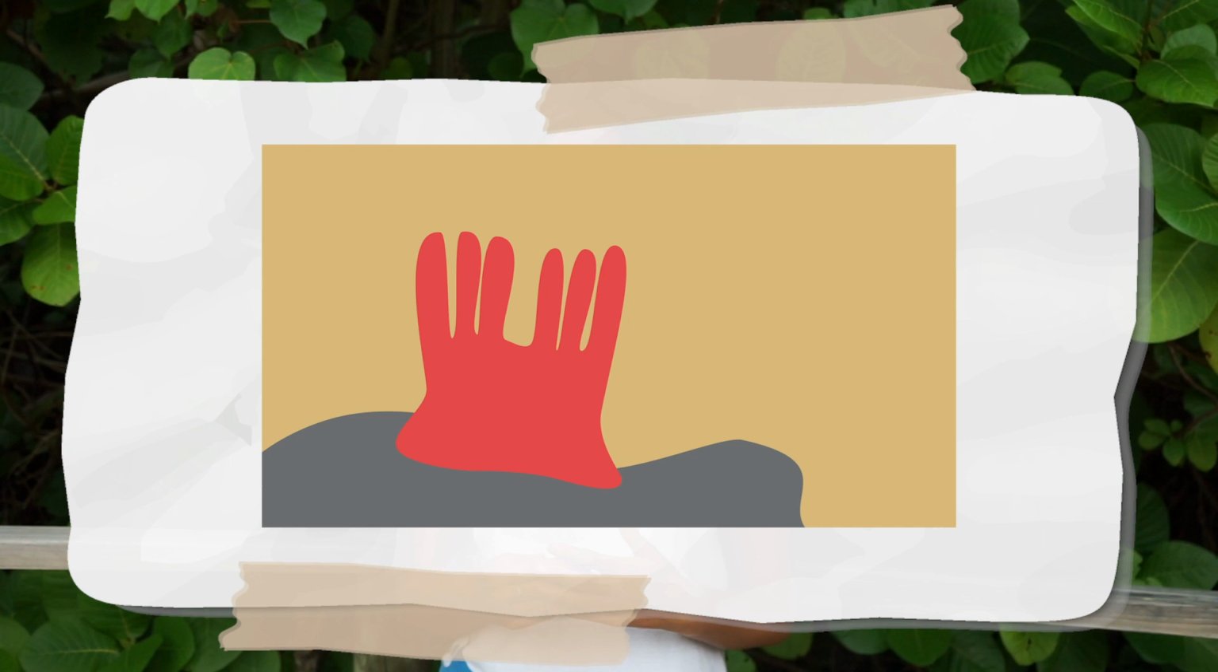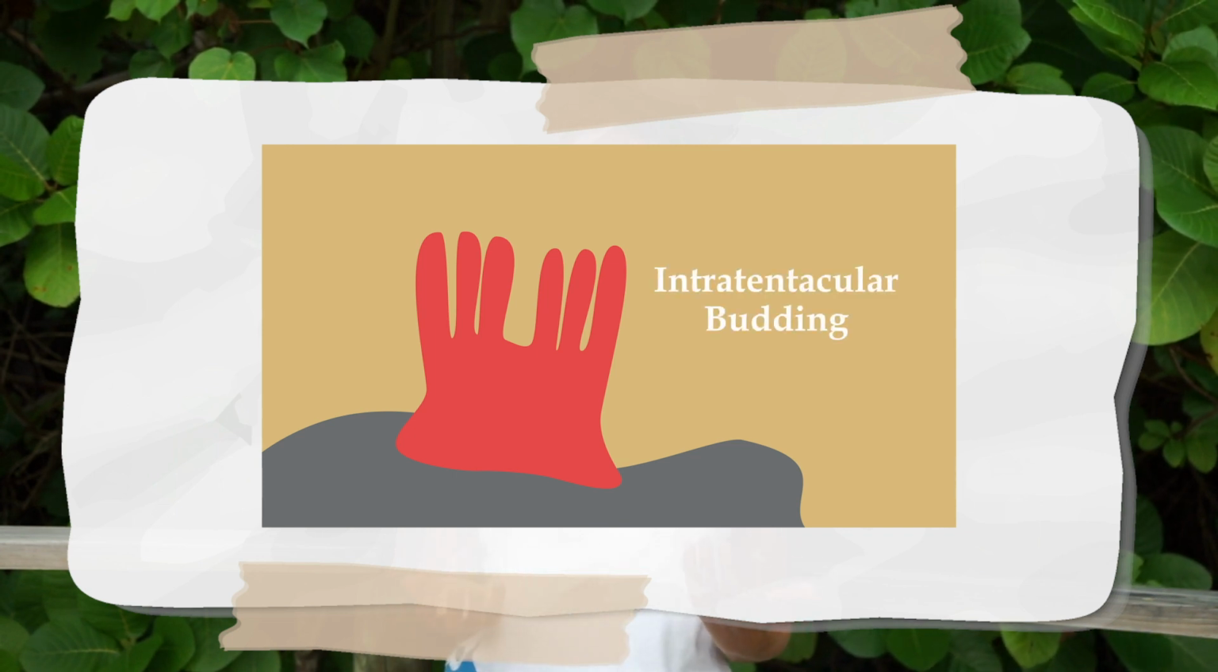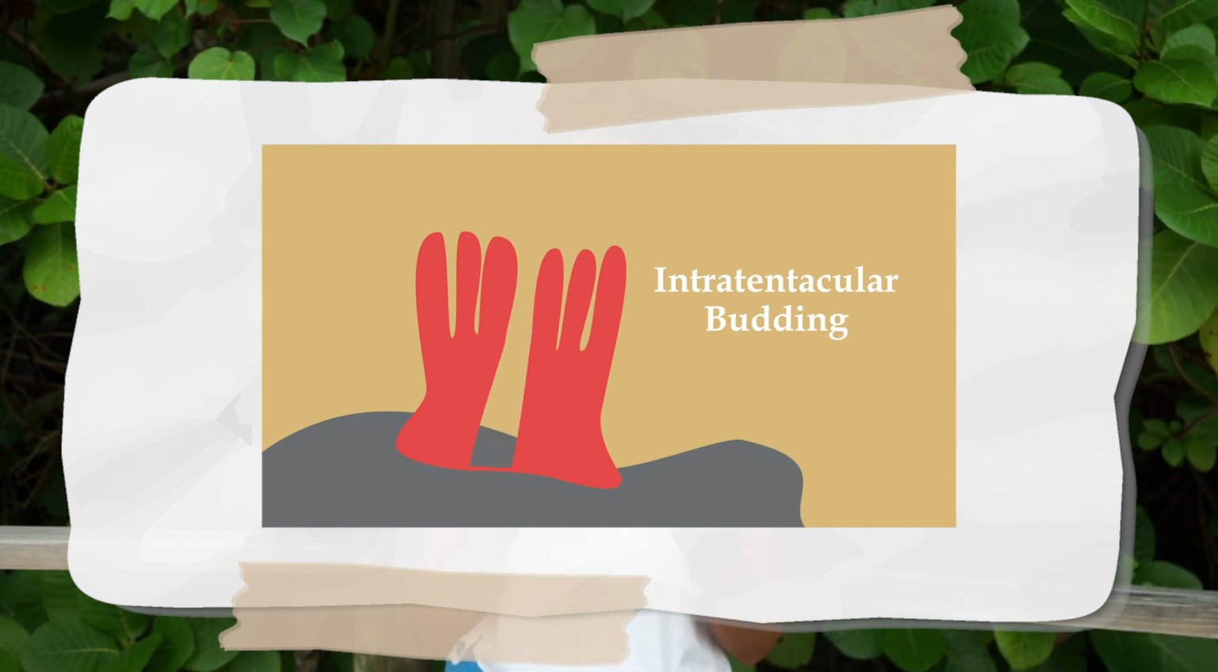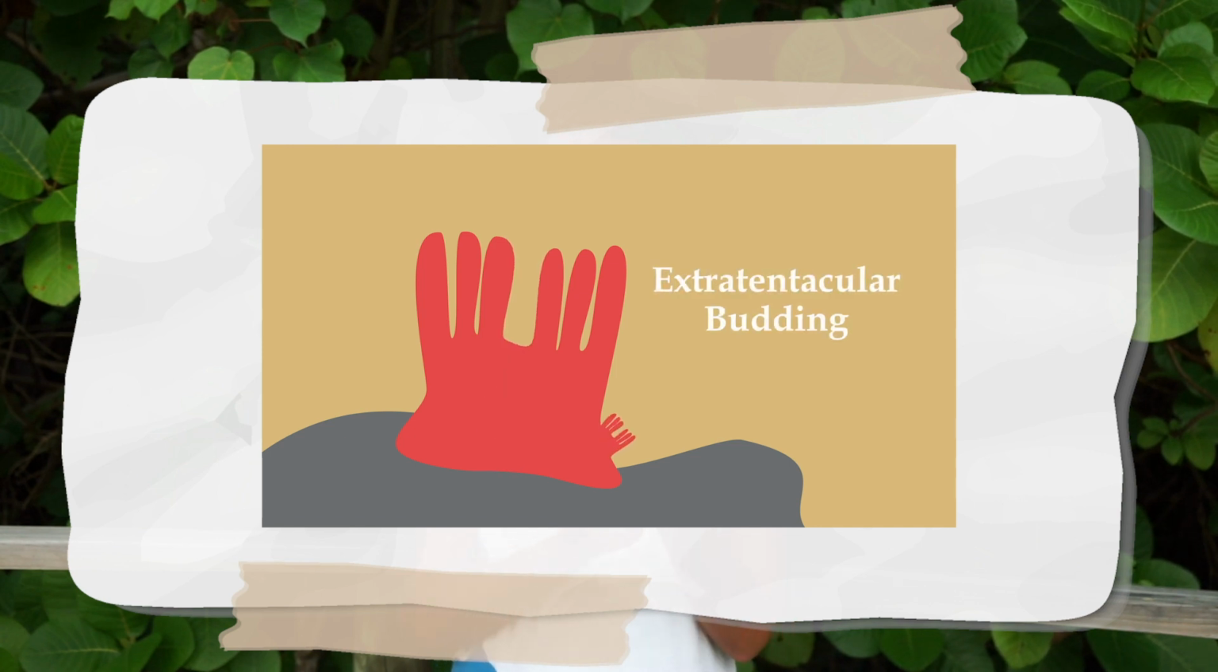Once the coral polyp is ready, it will start to clone itself. This means that all polyps in that colony will be identical to each other. Polyps do this in 2 ways, intratentacular budding and extratentacular budding. Intratentacular budding is when the coral polyp will split in half, creating 2 new coral polyps. Extratentacular budding is when a new coral polyp grows off the side or the base of the previous one.